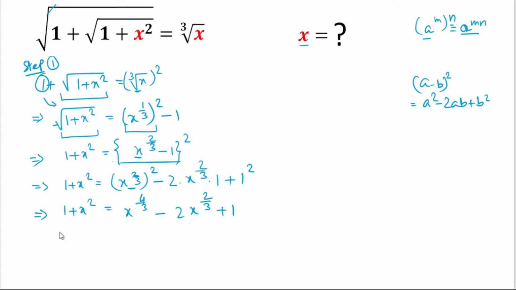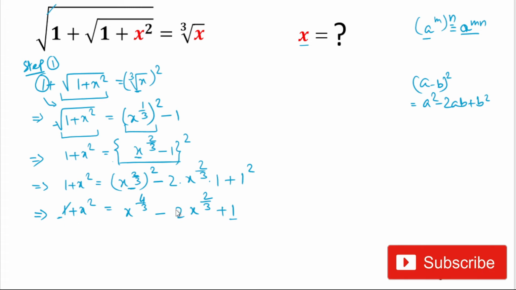Now we'll simplify these expressions. Here in the left hand side we have +1 and in the right hand side also we have +1. The left hand side value and right hand side value get cancelled. So the equation we have here is x square equal to x raised to the power 4 over 3 minus 2x raised to the power 2 over 3. So friend, hope till here everything is clear.